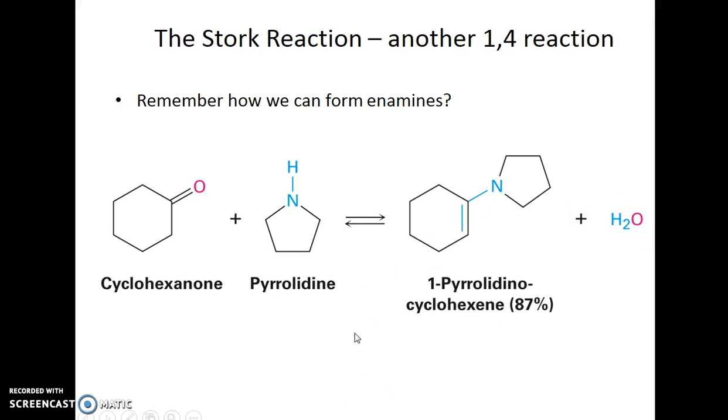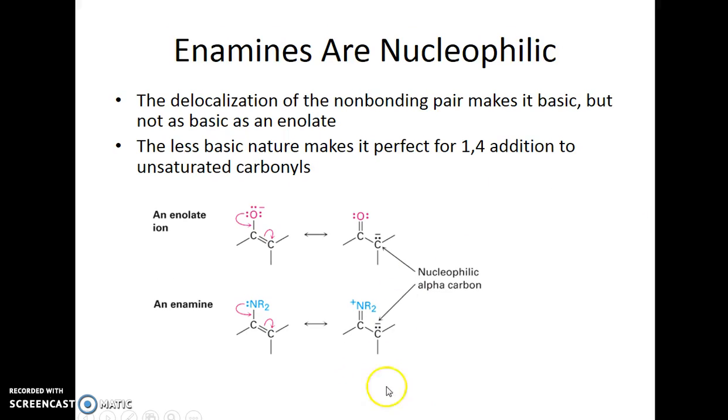There's something called a Stork reaction, which is similar to the Michael addition, except what we have as the nucleophile is not a dicarbonyl enolate, but we have an enamine, which acts like an enol. So you remember how we formed enamines? We took a secondary amine and mixed it with a carbonyl compound, and that gave us an enamine. This enamine is nucleophilic.